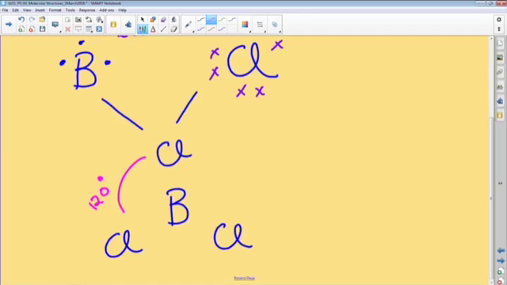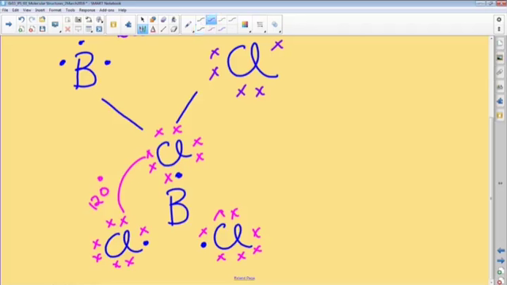But what do I need? I need to have my valence electrons for each chlorine. Remember I said to you I'm doing crosses just so that we know who belongs to which atom. Okay, and then my boron, I'm going to use that, that, and that. So that is my BCl3.